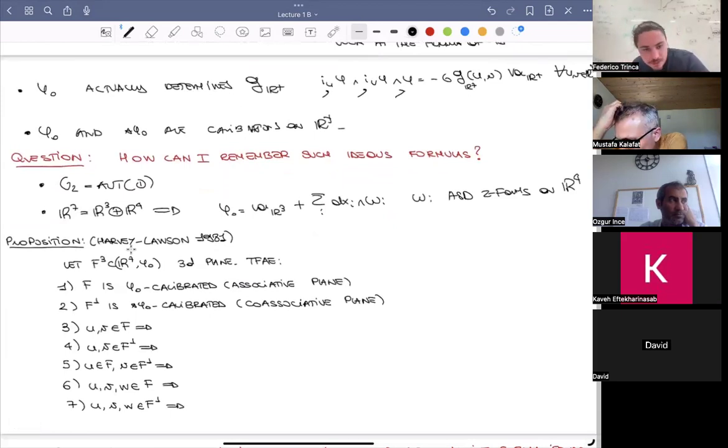The final piece of linear algebra that I need, and hopefully it's not going to be too overwhelming, is the following. A 3-plane in my R7 is going to be calibrated by phi naught, and it's going to be called associative, if and only if it's calibrated by phi naught, or equivalently, if and only if its orthogonal is calibrated by star phi naught, or equivalently, if and only if it preserves the cross product.